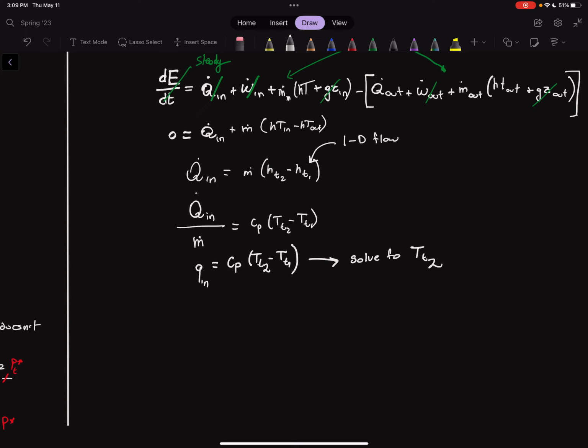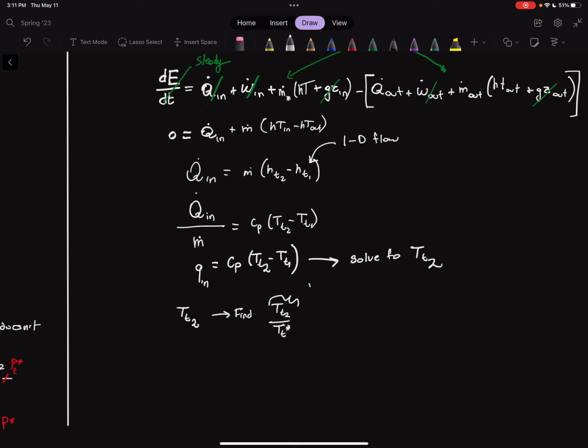So once you have solved that for TT2, then to find M2, you want to know TT2 over TT star, because this is in the tables and this is related to M2. So if you know this ratio, you will know M2.